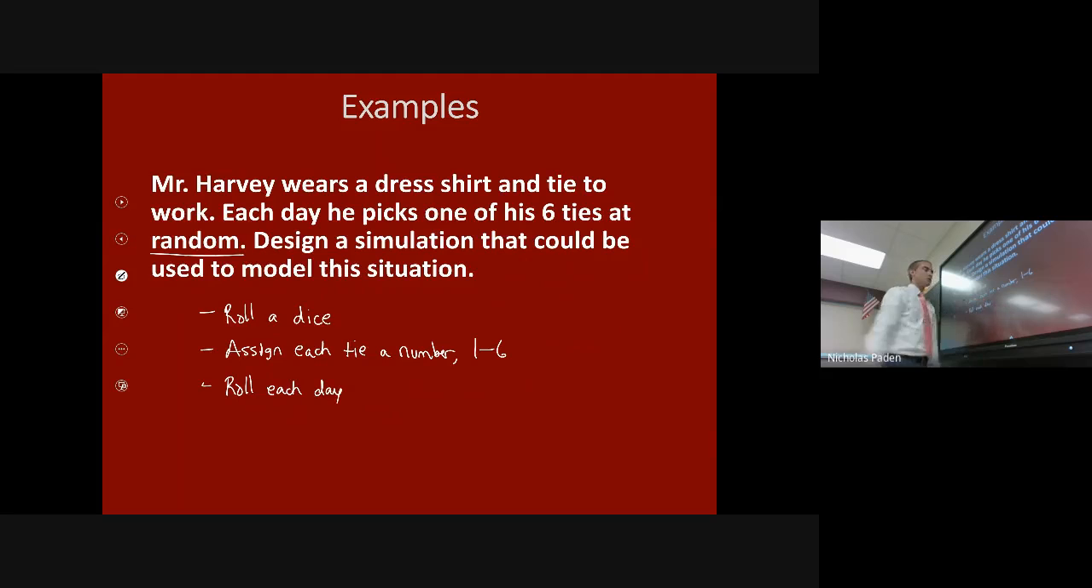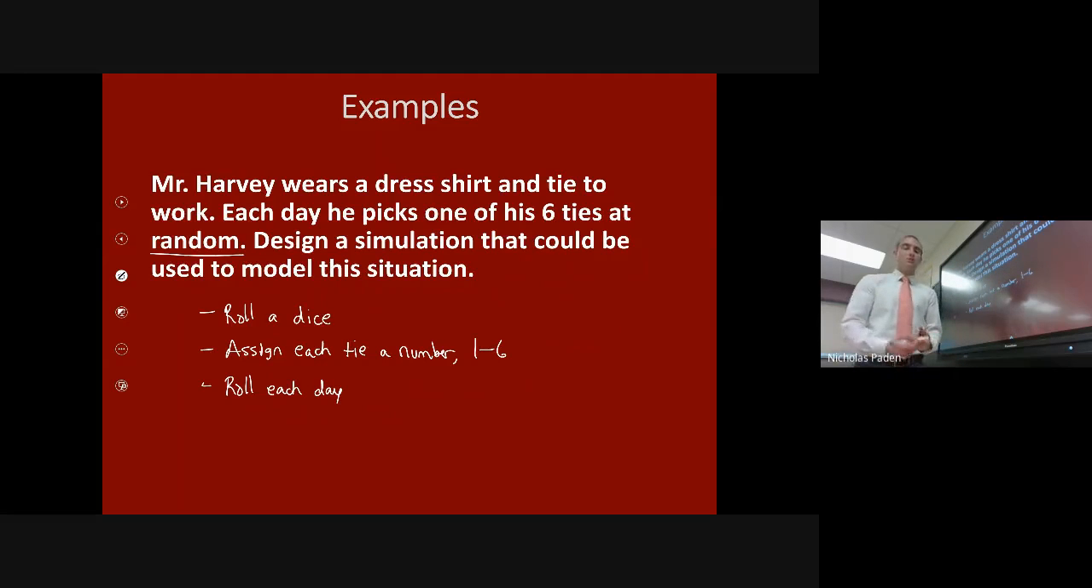So if he lands on 3 on Monday, he would wear the tie that's been given number 3. He lands on 4 the next day, he would choose tie number 4. 6 the next day, choose tie number 6. And so that's what you would do to roll a die. So make sure that you say each tie gets a different number, 1, 2, 3, 4, 5, or 6, and we would roll a die each day.